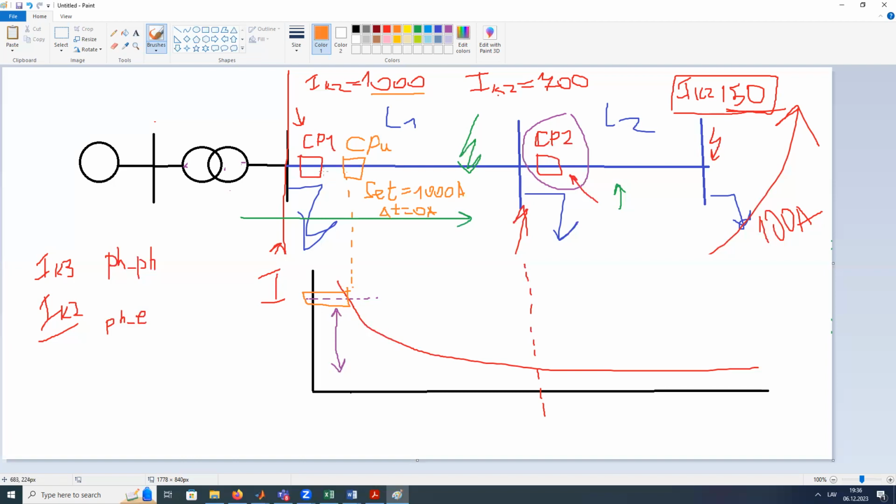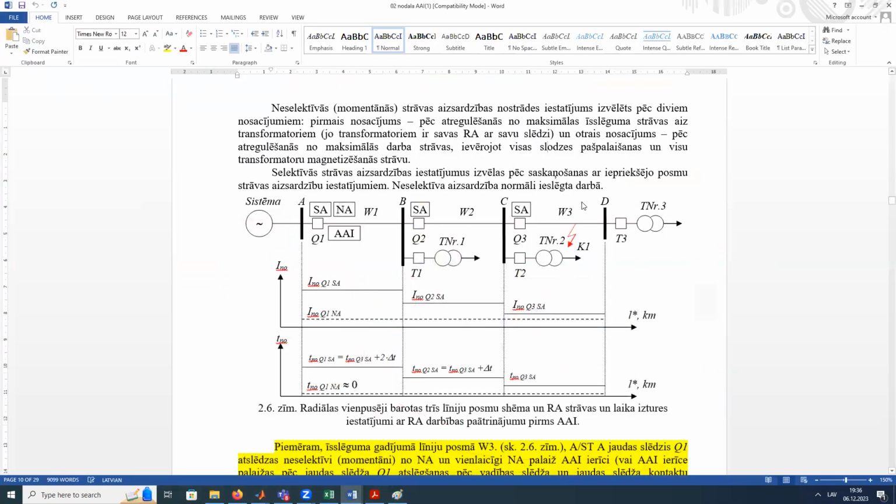Yes, Professor. Of course, there is only one power breaker, but we have two protection devices. In this case, let's go back to this scheme. When we have a lot of radial lines, all serial, line 1, line 2, line 3, and so on, with loads.